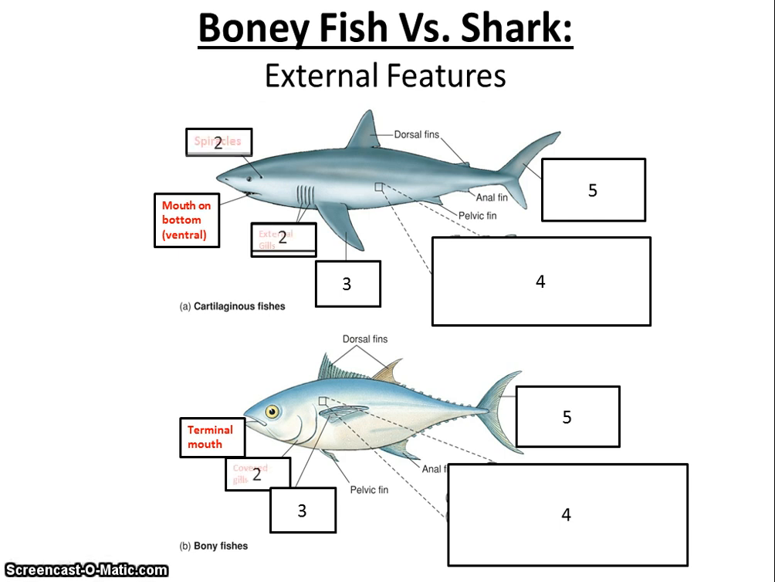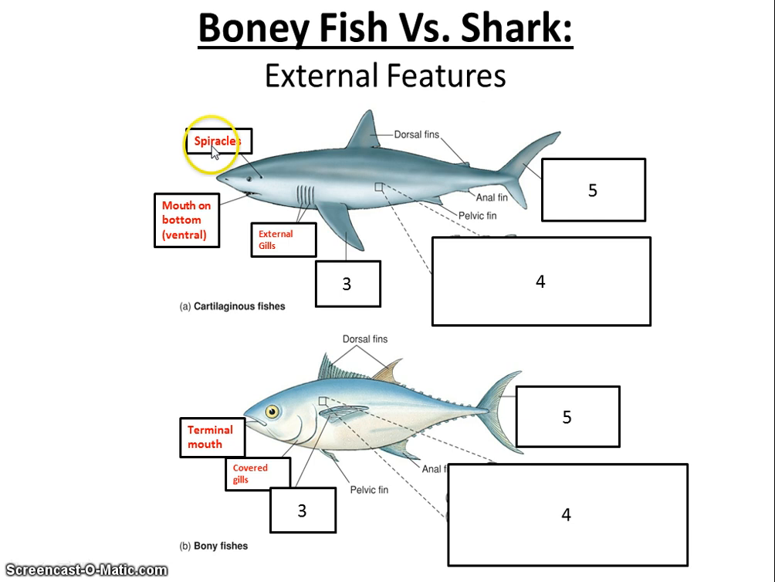Also, the gills of these animals differ. Sharks have spiracles, or holes, behind their eyes, and you can see each one of their gill slits. They have external gill slits. Bony fish have no spiracles, and they have covered gills.